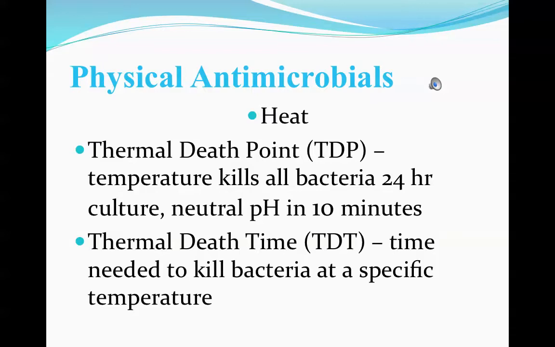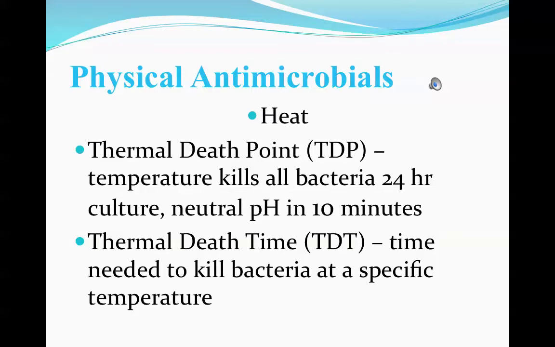The TDP, or thermal death point, is the temperature that kills all bacteria in a culture of either E. coli or Staphylococcus aureus. These are specific growth cultures that are used in the TDP. So we have a set 24-hour culture of a bacteria. We've inoculated a flask, let it grow for 24 hours at a neutral pH, and then exposed it to varying temperatures for 10 minutes and determined what temperature is needed to kill that culture within 10 minutes. That would be the thermal death point.